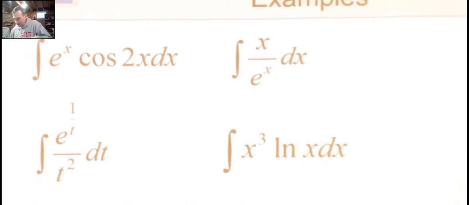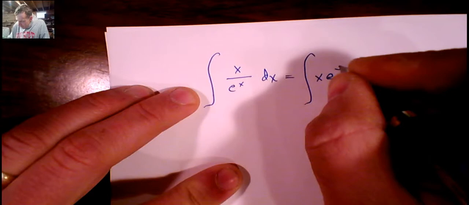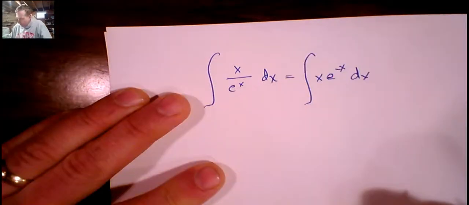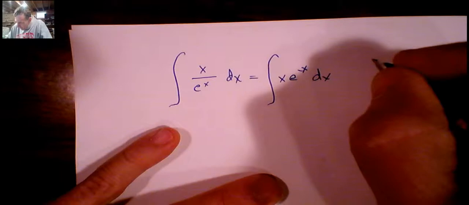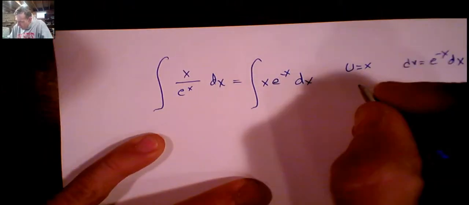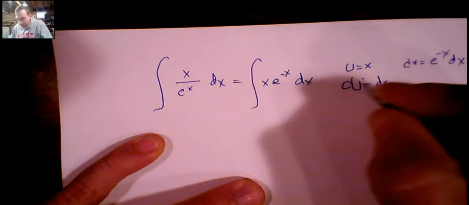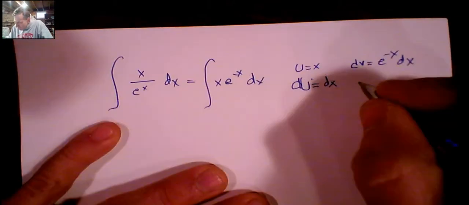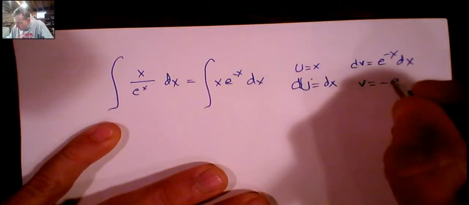Yeah, let's do that second one, the x over e to the x. Okay, so let's do that one. So here's the integral of x over e to the x. And the way you're going to do this is you write it like this. And now it should be obvious what you're going to do. You let u equal x, dv is equal to e to the negative x dx. So du is equal to dx. Sorry about my handwriting. And v is negative e to the negative x.